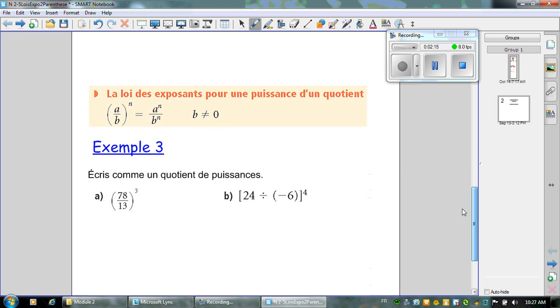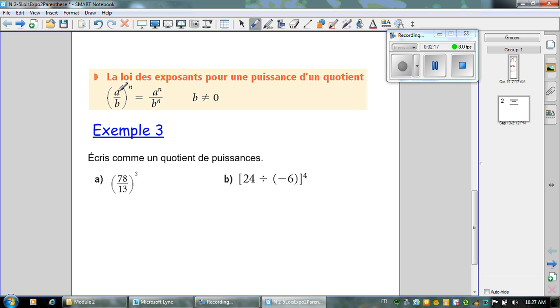Finally here, you can do the same thing when you're dividing, with a quotient. So a power of a quotient can be written as a quotient of powers. Here, instead of dividing, I want you to write as a quotient of powers. So I don't want you to divide then apply exponent 3. I want you to distribute the exponent. So you're going to write it as this. That's it. This is a quotient of powers.